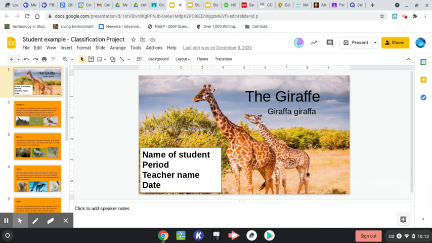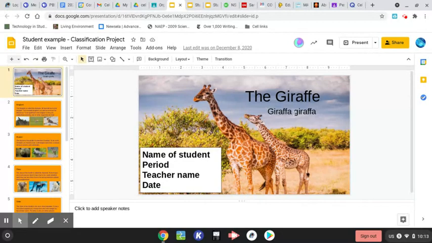I'd like to go over how the organism classification project was graded, so you have an idea of what we were looking for. So again, this is the student example that you saw in getting the assignment, so you understood what a good project looked like. Okay, so name, period, teacher, date, the name of the organism, and then the scientific name.